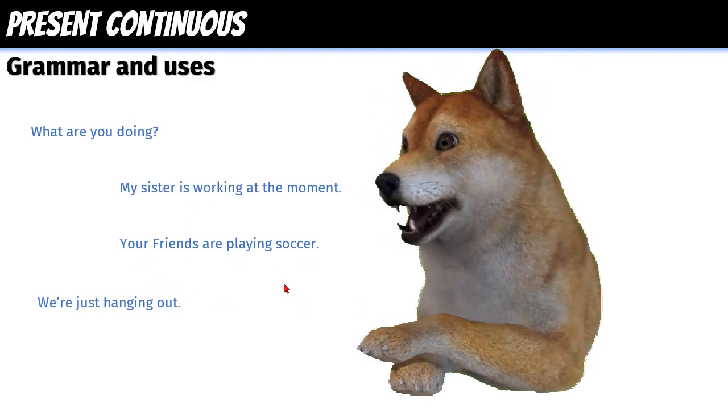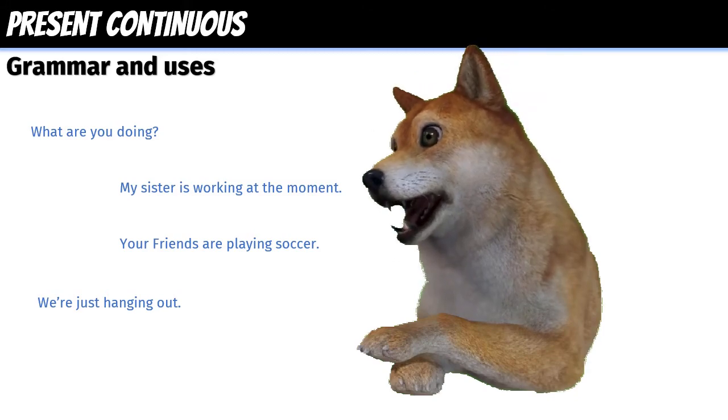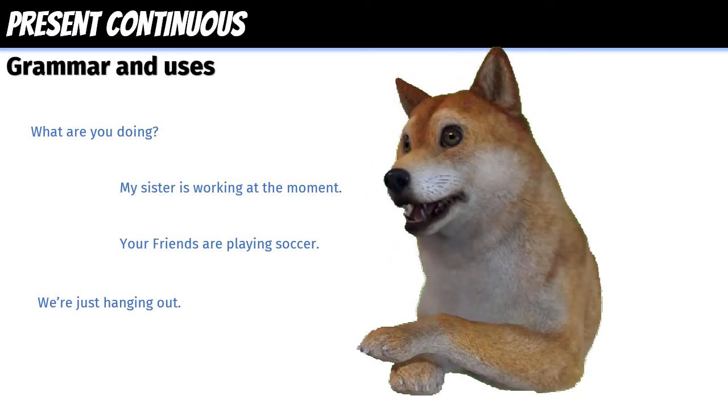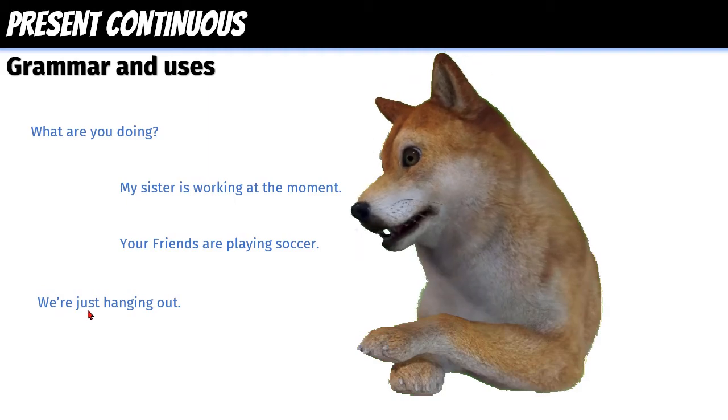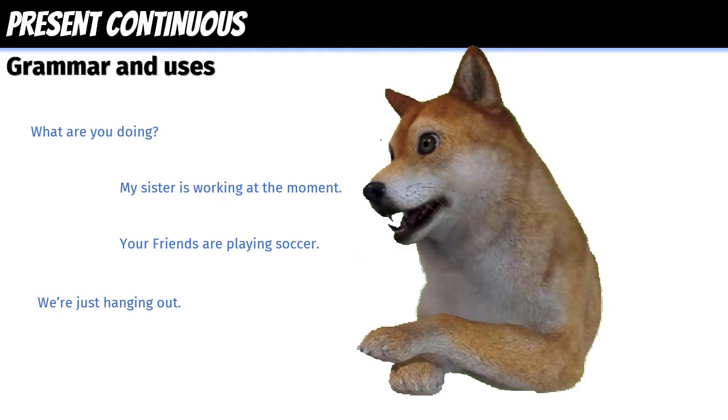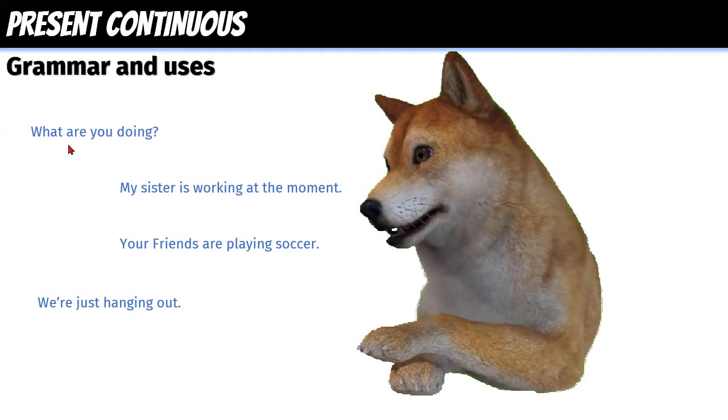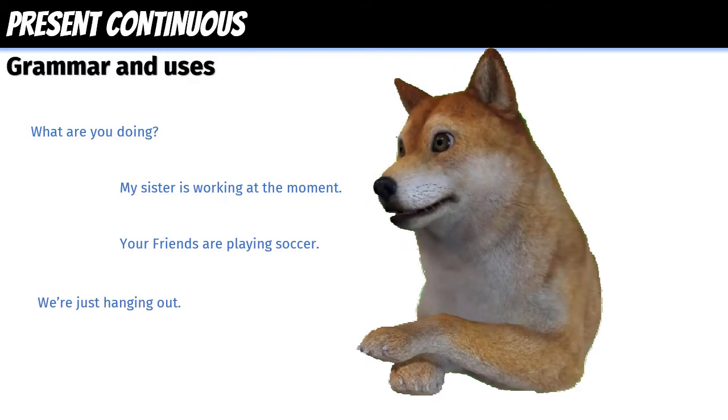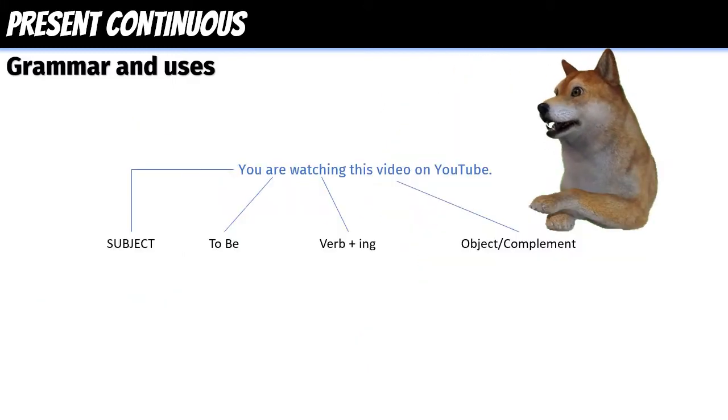In these situations, we are describing an action that is happening in this moment or we see just in front of us. Well, we're just hanging out. Actually, when you explain that, this will be a good answer for this question. All the examples follow the same pattern.